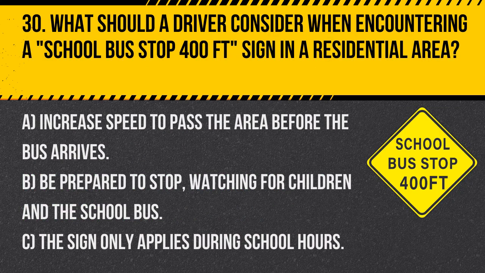Question 30. What should a driver consider when encountering a school bus stop 400 feet sign in a residential area? A. Increase speed to pass the area before the bus arrives. B. Be prepared to stop, watching for children and the school bus. C. The sign only applies during school hours.